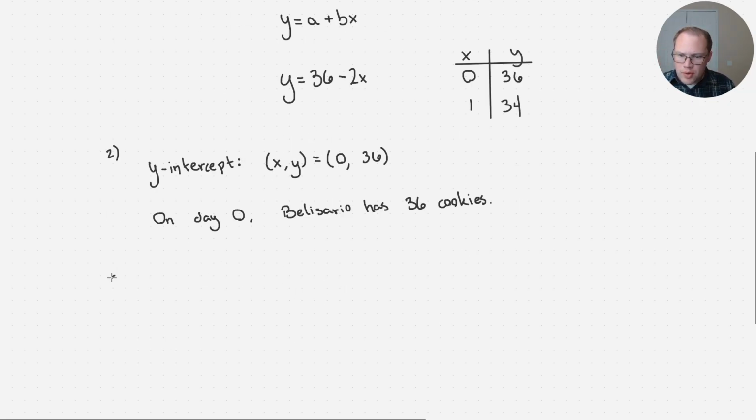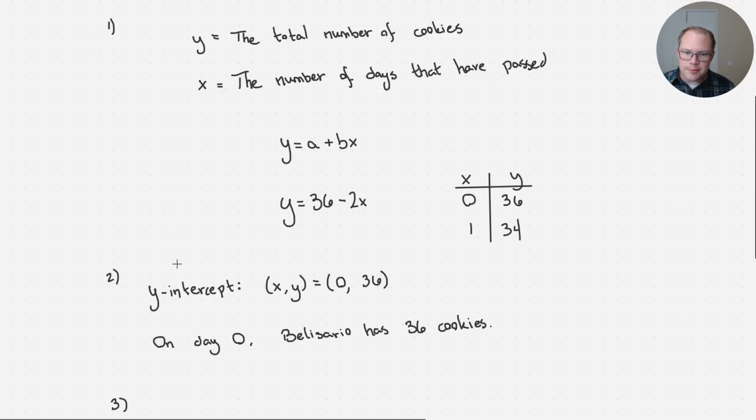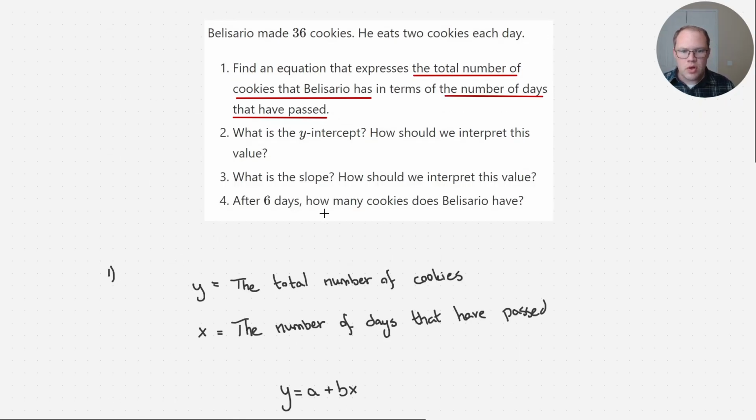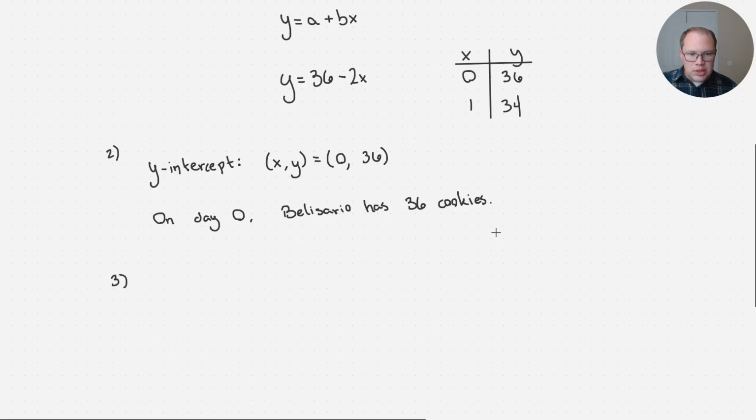Okay, on to number 3. What's number 3 asking us? What is the slope, and how should we interpret this value? Okay, well, since we have the equation, the slope's pretty easy. The slope is just the value of b. So b equals, and make sure you take the sign with the number. Always keep that sign with the number. b is -2.